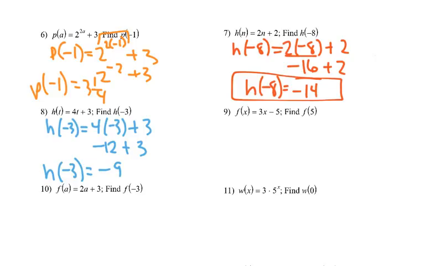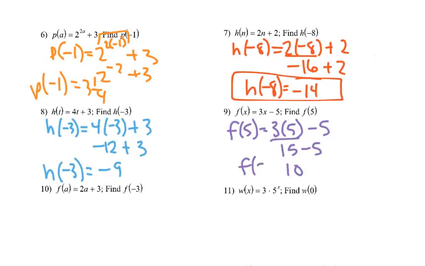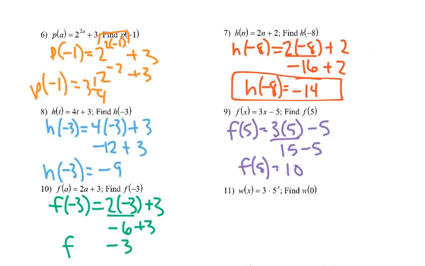f of x equals 3x minus 5. Find f of 5. So f of 5 replaces the x. Everywhere there's an x, I replace it with 5. So we get 3 times 5 is 15, minus 5 is 10. So f of 5 equals 10. Okay, number 10, f of a equals 2a plus 3. Find f of negative 3. So f of negative 3 equals 2 times negative 3 plus 3. That gives us negative 6 plus 3, which is negative 3. So f of negative 3 equals negative 3.